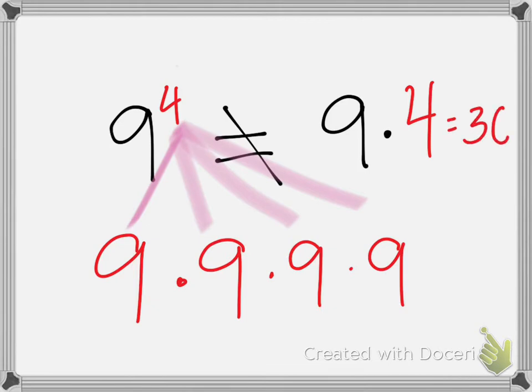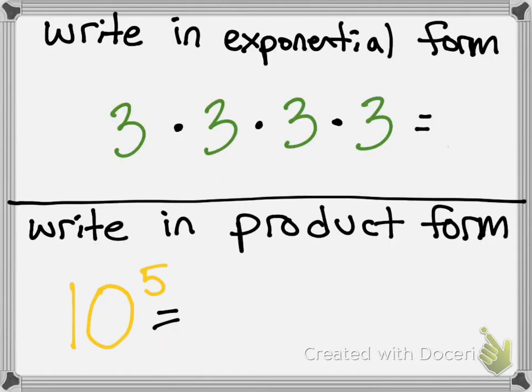9 times 4 gives me 36. Do you think 9 times 9 times 9 times 9 is going to give me 36? What do we think? Yeah or no? No. We already know 9 times 9 is 81. That's already too big. So we have to make sure we know how to write our exponents. When we write it with a little exponent at the top, we write it in exponent form. When we write it in product form, product means multiply.